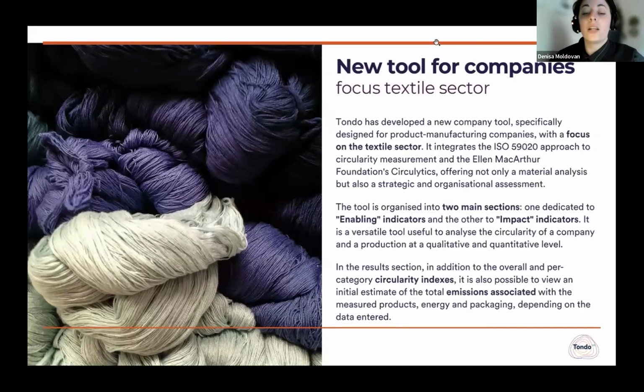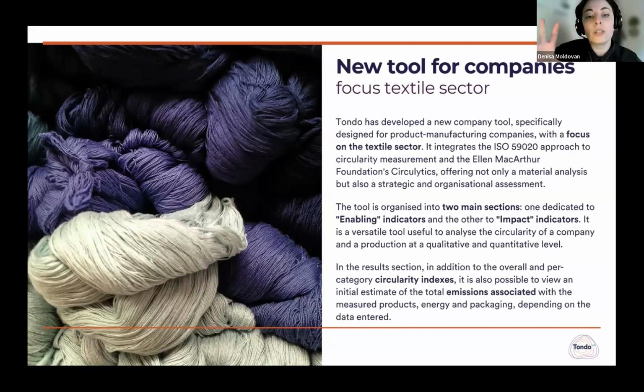But then we developed a new tool for companies, that's because recognizing the distinct challenges of different industries, we have developed a specialized tool for product manufacturing companies with a focus on textile sector. This tool integrates the ISO approach, but also the circularity methodology, offering at the same time a material analysis and the strategic and organizational assessment. So this tool provides both qualitative and quantitative assessment, helping companies gain a holistic view of their circular efforts.